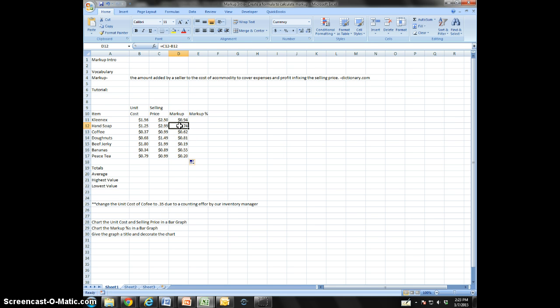And they have all different markups for these different items, some higher than others. Like you can see that the hand soap has a much higher markup than the beef jerky or the peace tea. And these are not exact numbers. In real life, maybe beef jerky has a much higher markup than hand soap, but for this we are just looking at what the data reads out. And so we have our markup. We know how much they increase the price by to make a profit.